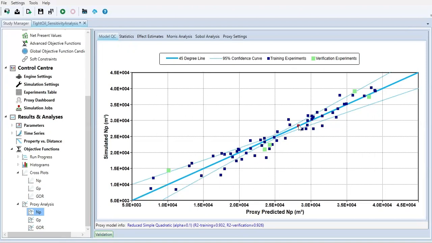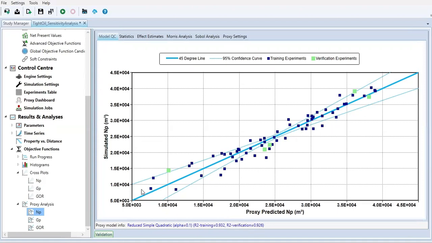And training experiment, of course, by the CMOS, which is actually data analysis and sort of machine learning software. So we have training and verification. We have training experiment, we have verification experiment. And you see, we get relatively good result. Here, proxy model info, reduced simple quadratic, alpha 0.1, the R square for training 0.932, it's good, right? And the R square for verification 0.926, it's good.